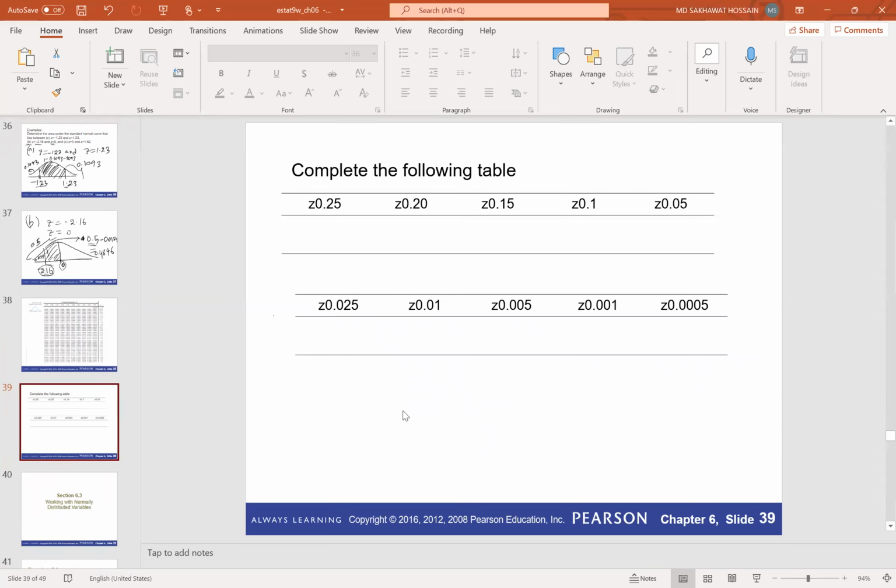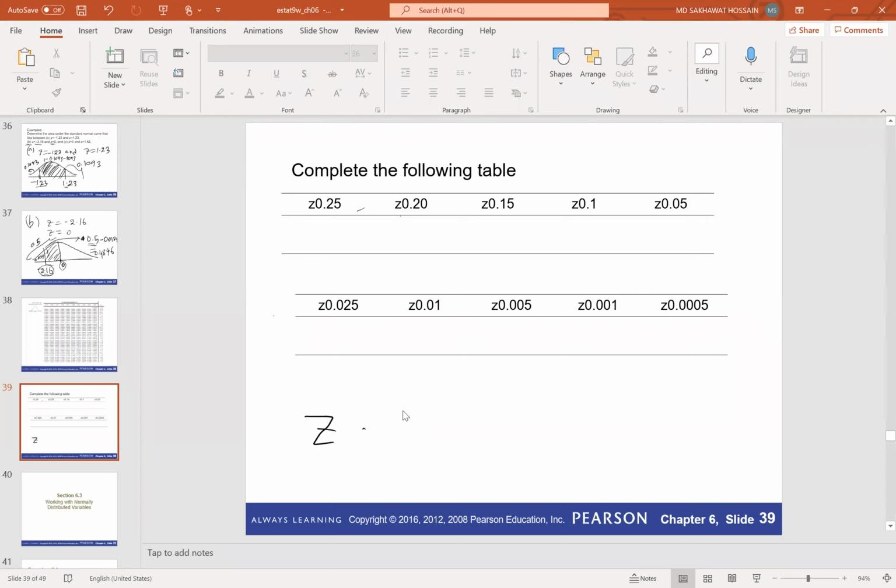Okay, so this is the last example from this section. And also this is the last example for today. So complete the following table. I will complete the first two, then you will complete the rest of them. The first one is z_0.25 and the second is z_0.2.